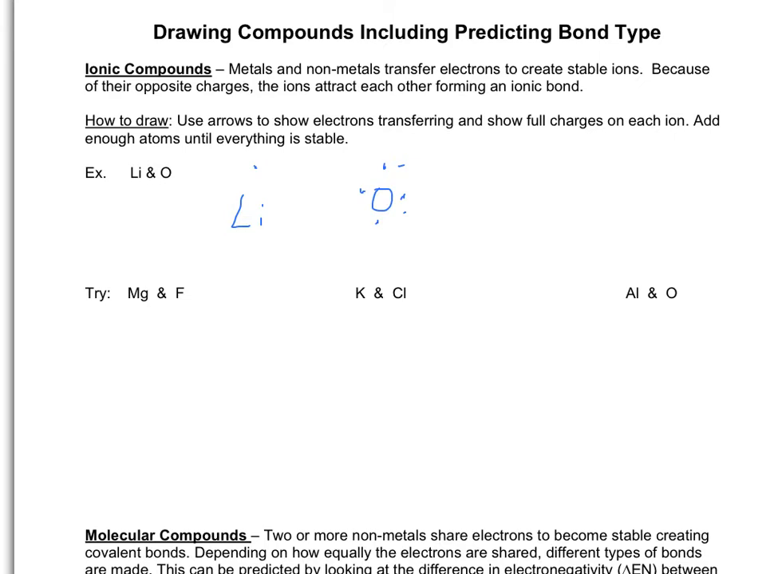Lithium wants to get rid of its 1 valence electron to become stable. So I'll draw an arrow saying that that electron has gone over here and give lithium a 1+ charge. Now you notice that the oxygen only has 7 electrons. It's not stable yet. So what I'll do is I'll draw another lithium atom over here to donate it another electron, and then my oxygen will be stable with a 2- charge. Pause the video and try some out on your own.